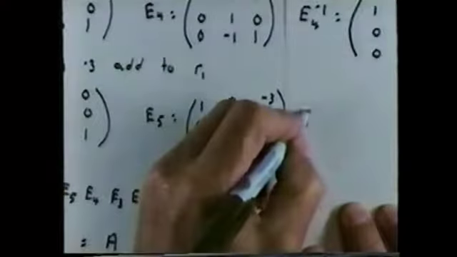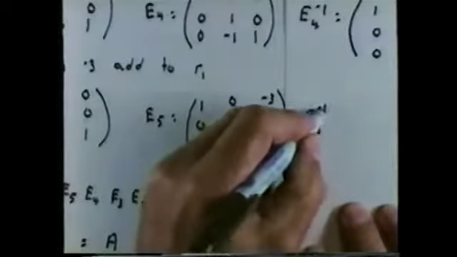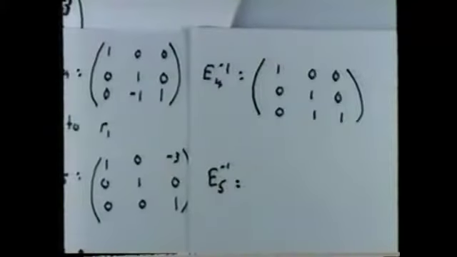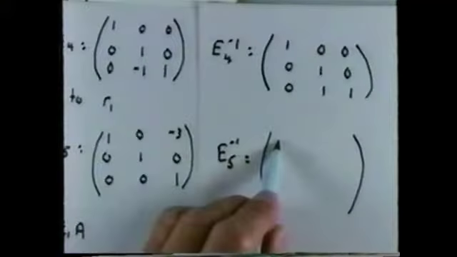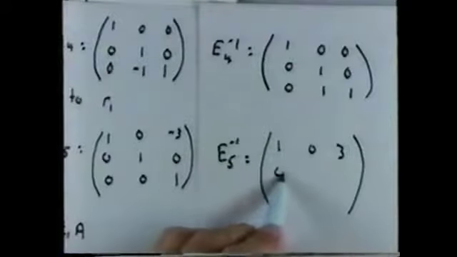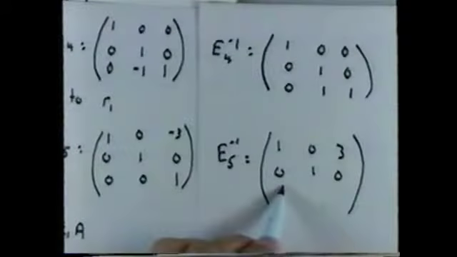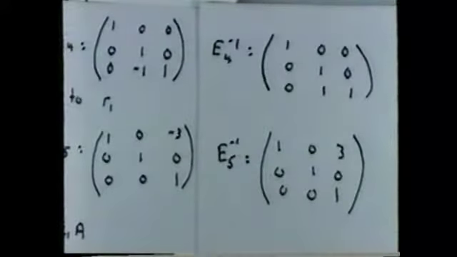And finally we need E5 inverse. Well, to get E5, I multiplied row 3 by -3 and added to row 1. So if I reverse it, I multiply row 3 by +3, add to row 1. It would be 1, 0, 3, 0, 1, 0, 0, 0, 1.